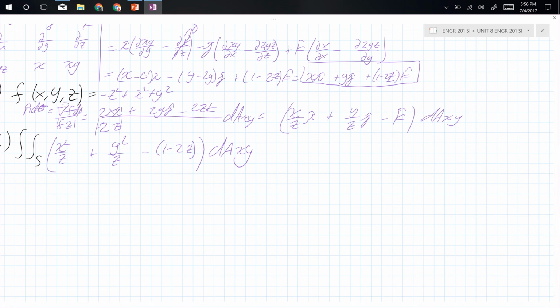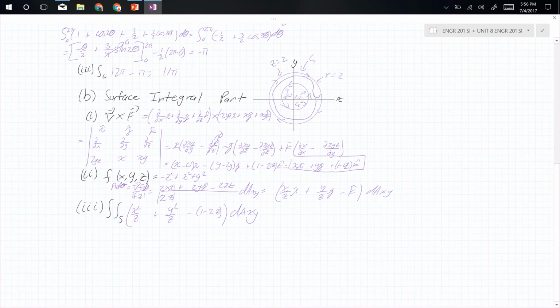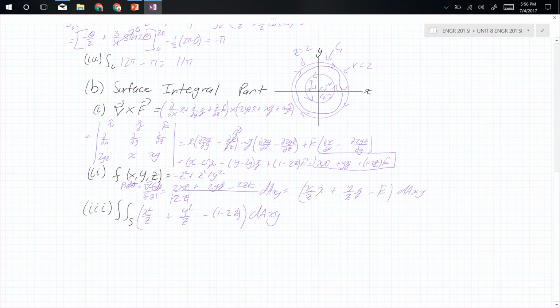So I figured we'll use theta because we're dealing with circles, and with z squared equaling x squared plus y squared, this implies z equals the square root of r squared, which equals r. So we said z is equal to r.